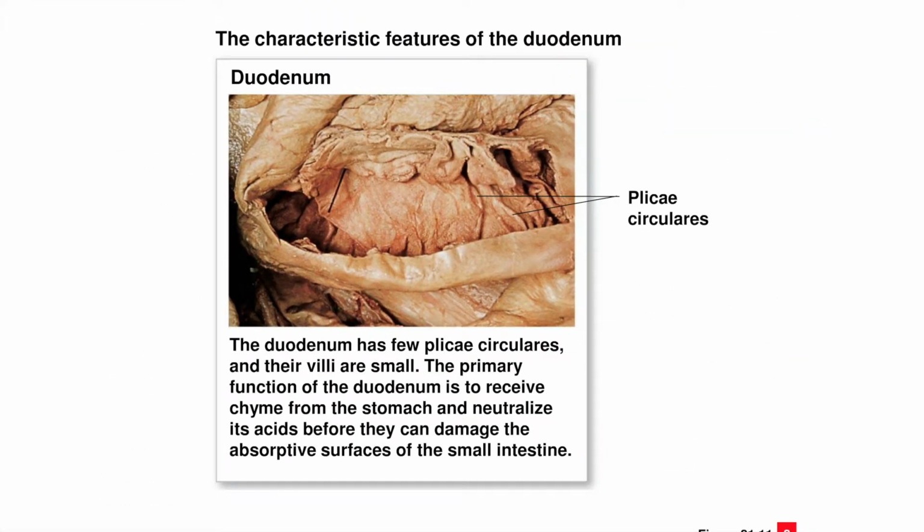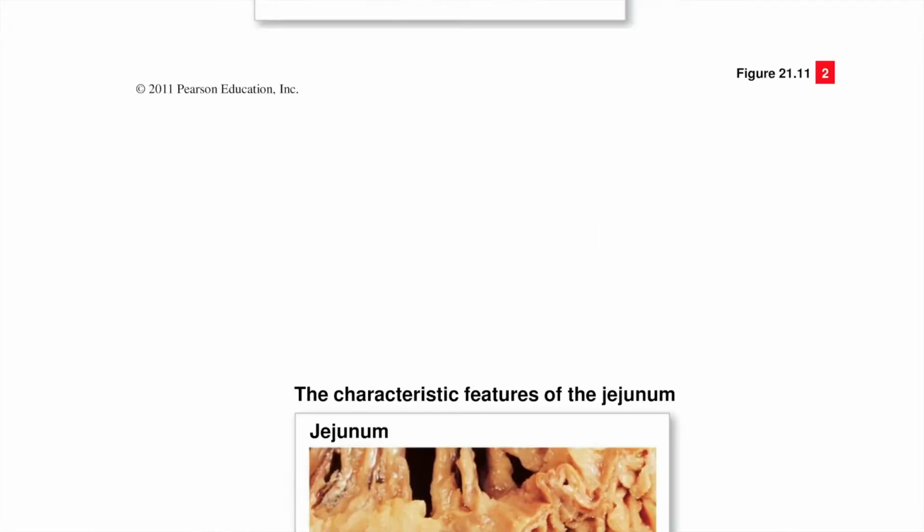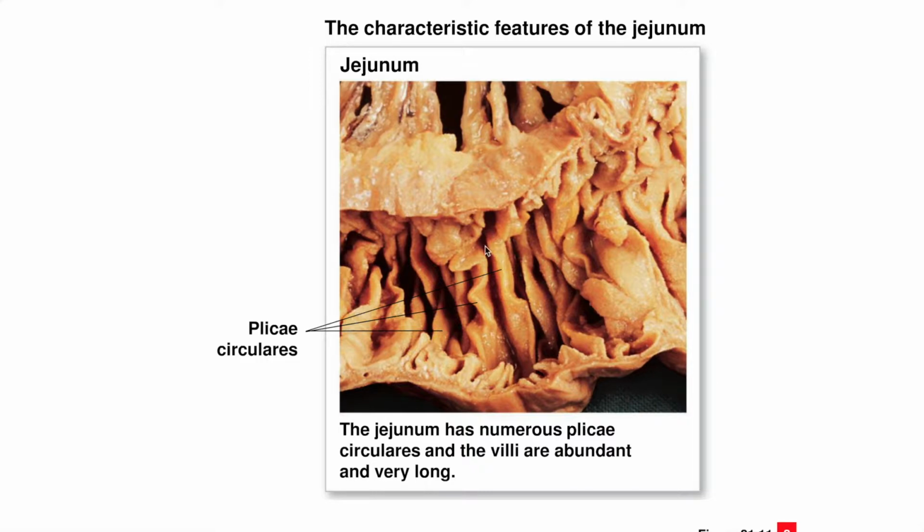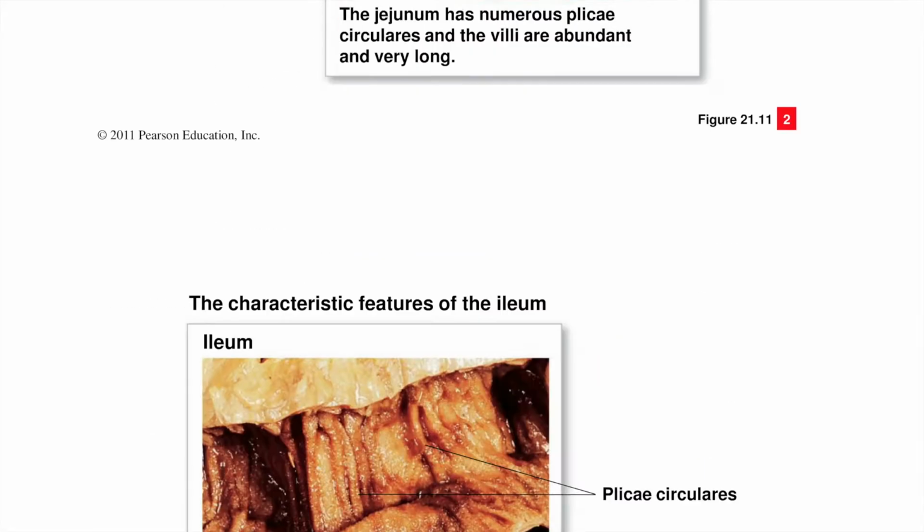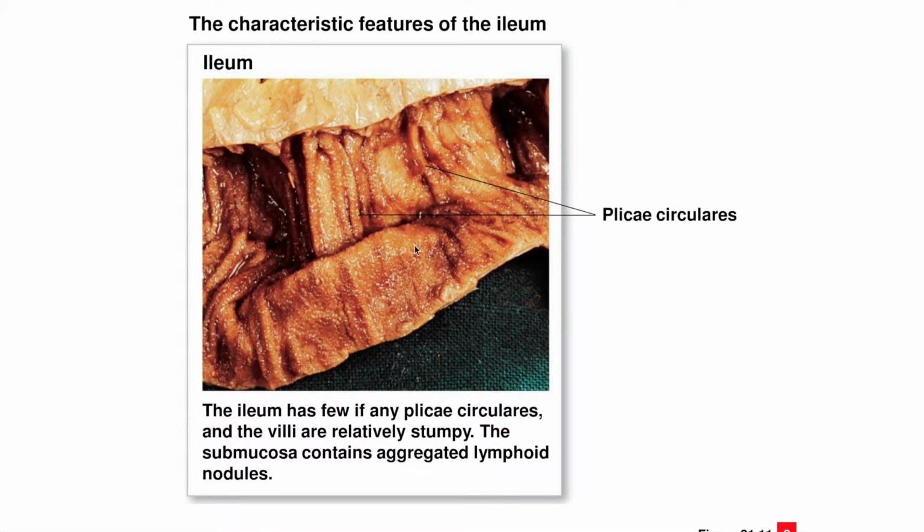And here's an actual picture of the duodenum. You can see how many of the plicae circularis there are, not that many, compared to the jejunum, where there's plicae circularis everywhere because it's primarily specialized for absorption. And then in the ileum, you can see there's not as many again. And you can see more of these lymph nodules.